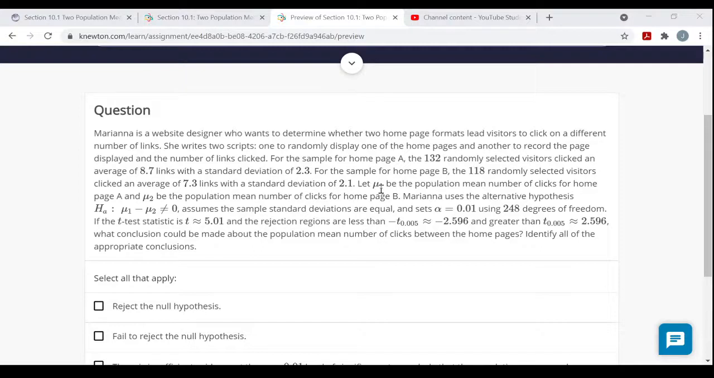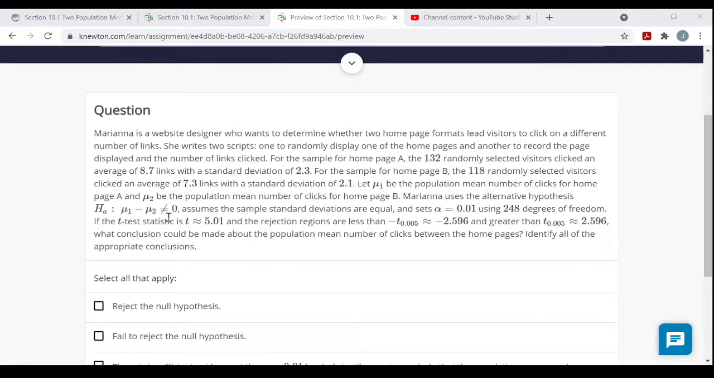Alright, so here let mu1 be the population mean number of clicks for homepage A, and mu2 be the population mean number of clicks for homepage B. Now it says that Mariana uses the alternative hypothesis mu1 minus mu2 is not equal to 0. So this is the statement that these two averages are not the same. And this would be a two-tailed test, right? If it's not equal to 0.